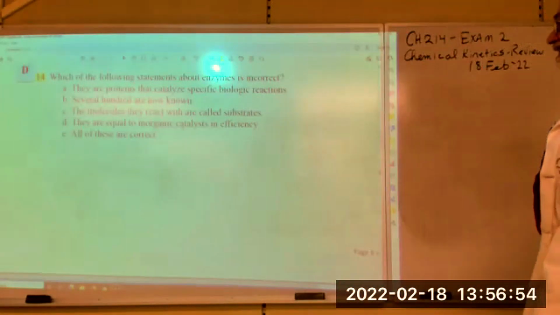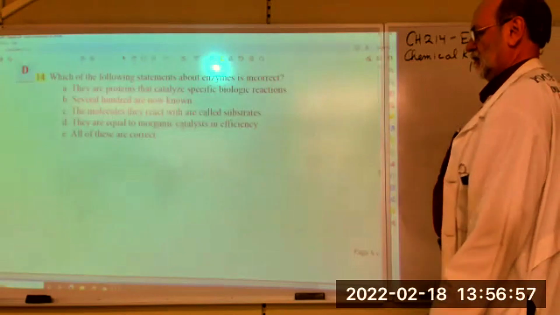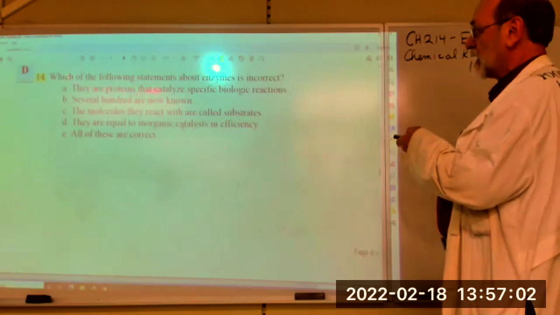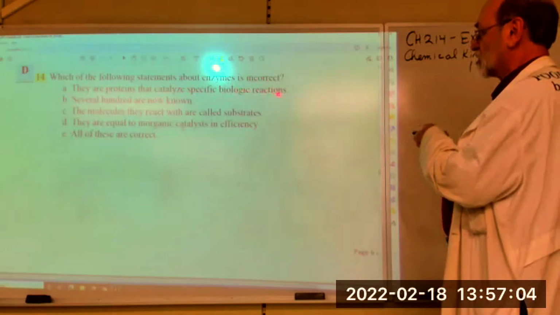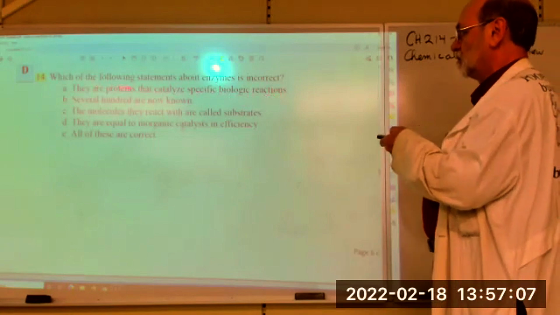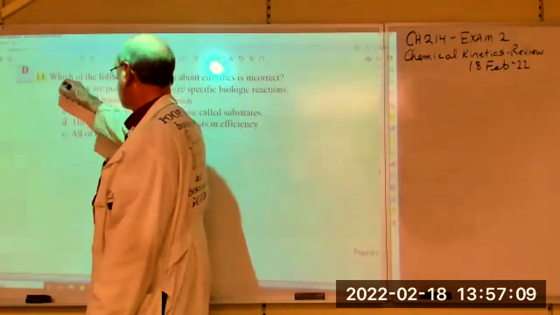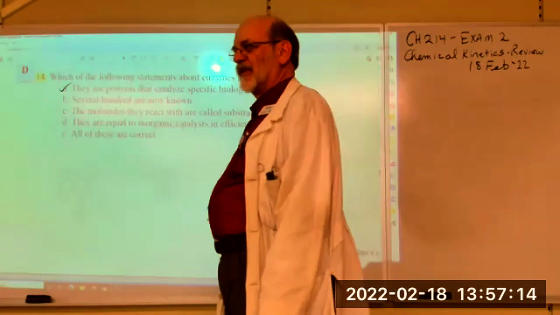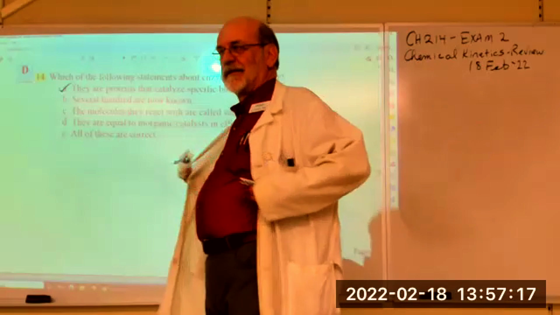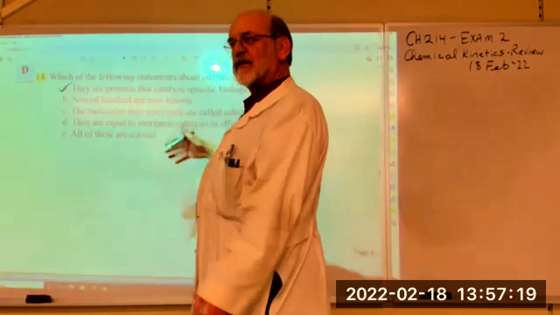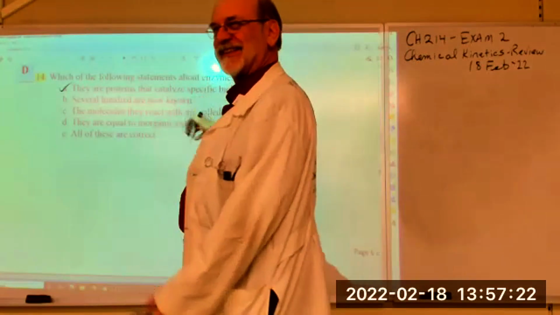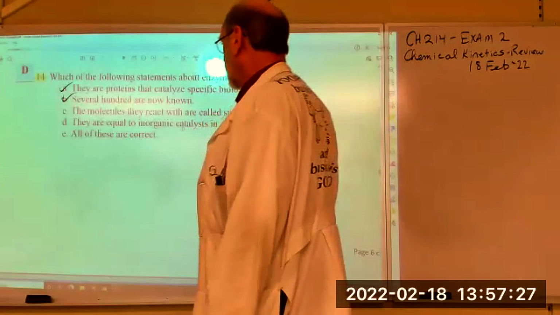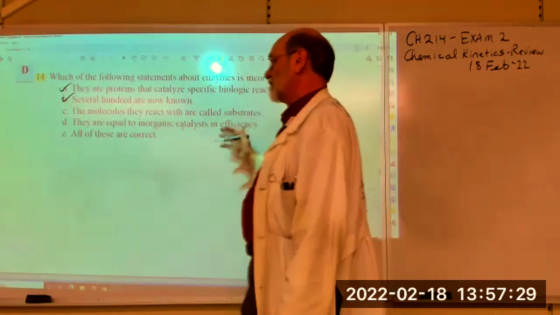Which of the following statements about enzymes is incorrect? So are all of them correct? We'll see. They are proteins that catalyze specific biological reactions. Yeah, that's true. Okay, this one checks out. Several hundred are now known. Well, actually, there's more than that. A lot more than that. But when this review document was created, that was true. I don't know, it's probably in thousands by now. Molecules they react with are called substrates. That's true also.